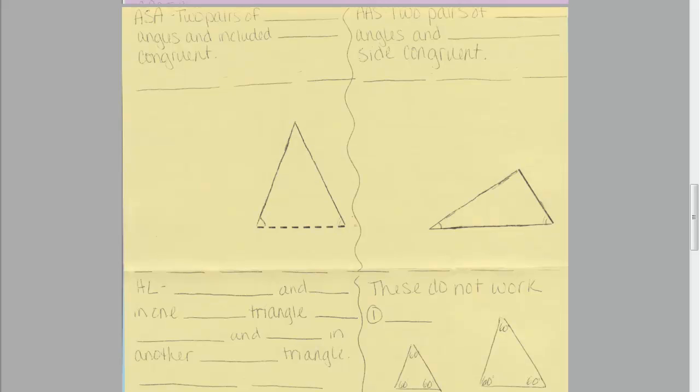So to start off with, again, we're just going to do some basic vocabulary. So it says angle, side, angle: two parts of corresponding angles and the included side are congruent. And it is ASA, which stands for angle, side, angle.